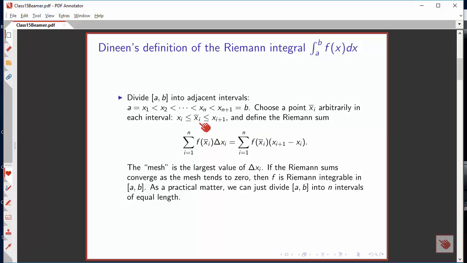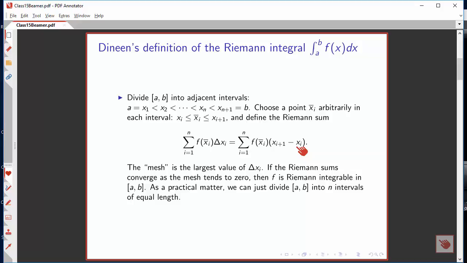Could be the left end point, could be the right end point, it could be the middle. It could, I suppose, be chosen by a random number generator. It could be a point where the function has its maximum value in the interval. Nobody cares. We define the Riemann sum to be the sum over all the intervals of f at this arbitrary evaluation point times the width of the interval, which is x_{i+1} minus x_i.